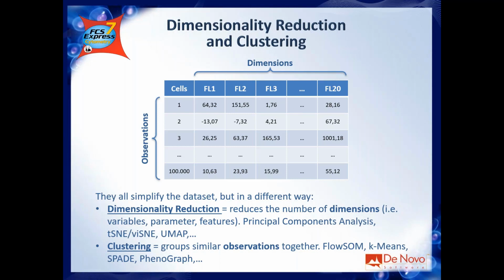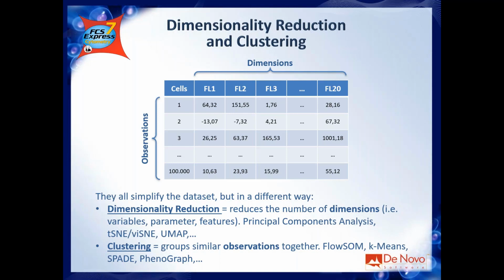And this is the reason we need dimensionality reduction and clustering. Dimensionality reduction acts by reducing the number of dimensions. This is what t-SNE, UMAP, and PCA do. Clustering, on the other hand, reduces the number of observations. So it reduces the number of rows, not the number of dimensions. And they do this by grouping similar events together.